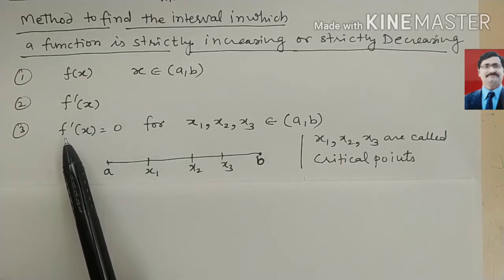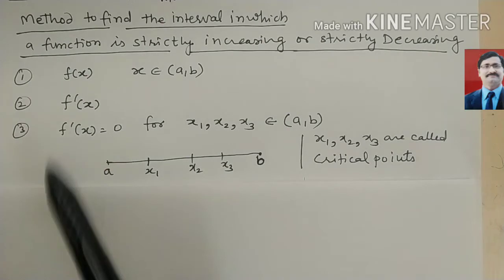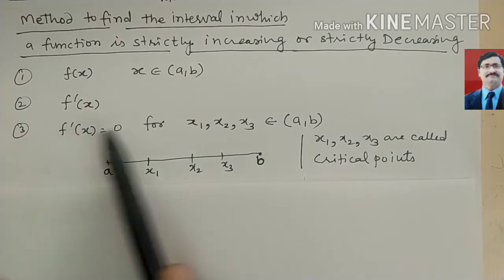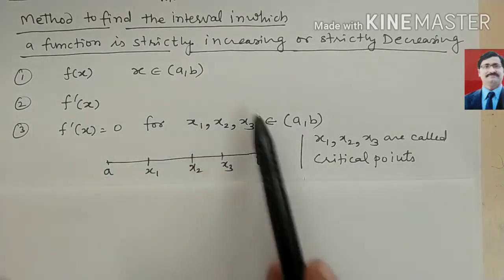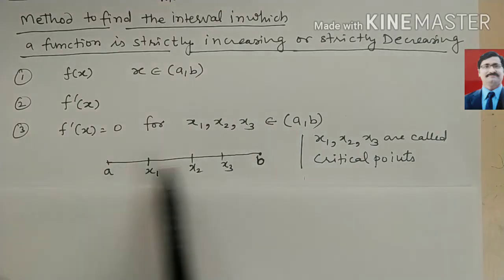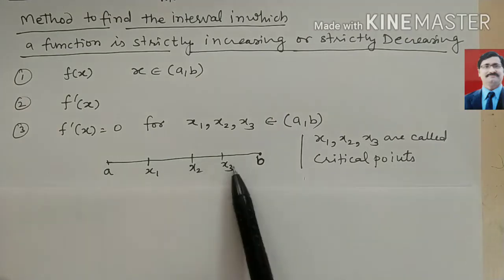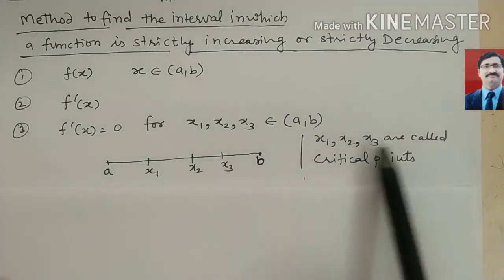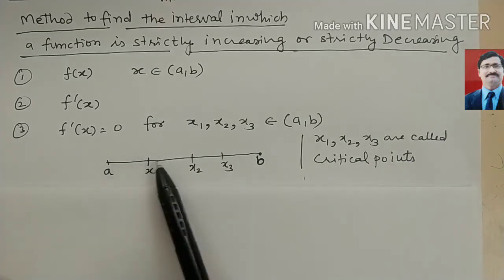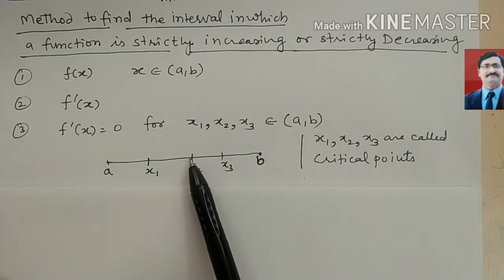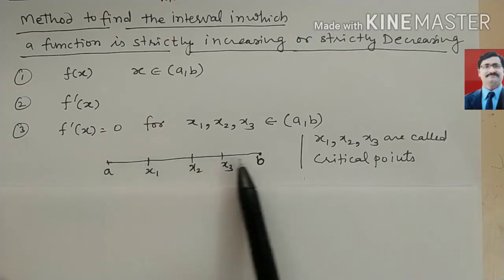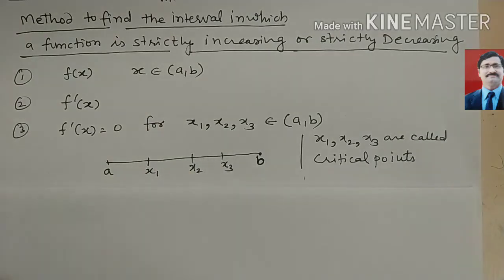Now this differential f dash x is 0 for x1, x2, x3, for these 3 points, and these values of x should belong to (a, b). Now we will write here (a, b); between a and b we have the points x1, x2, x3. So here x1, x2, x3 are the critical points. Now we will take the intervals: first a to x1, then x1 to x2, x2 to x3, x3 to b. We will have 4 intervals here. Sometimes you have 3 points, sometimes 2 points.